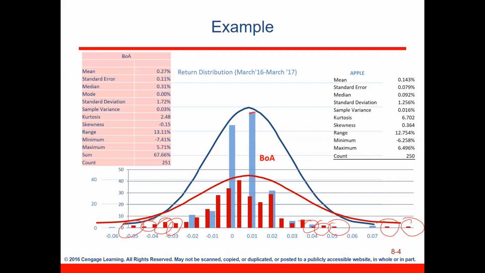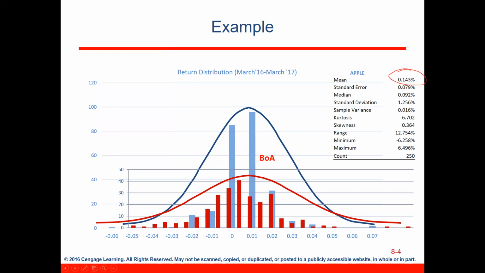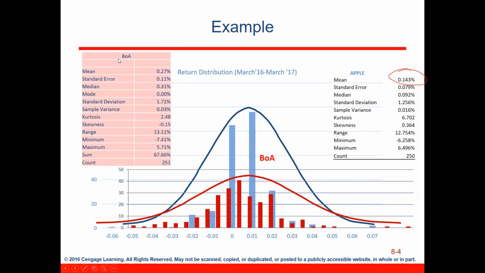So this is Bank of America's mean. Let's look at the numbers for a second. Apple's mean is 0.14. Do you see the Bank of America's mean, Cassie? The average return, to the left. Yep, I can see them. Okay, and what was the mean of Bank of America? The mean is 0.27%. Okay, perfect.